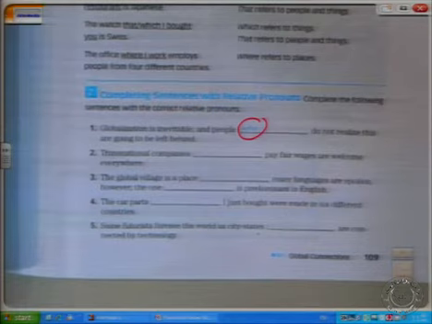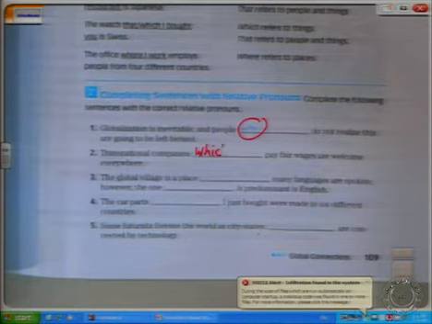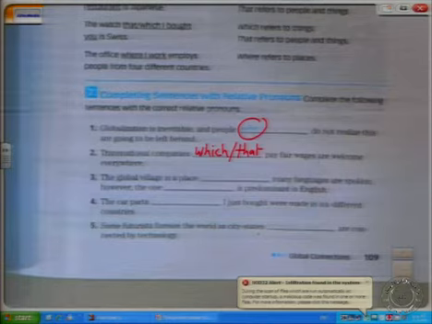Example number 2: transnational companies pay fair wages, are welcome everywhere. So here we have transnational companies. What can we use here? We can use which, because we have things here, which or that. Our sentence becomes: transnational companies which pay fair wages are welcome everywhere. Or transnational companies that pay fair wages are welcome everywhere.